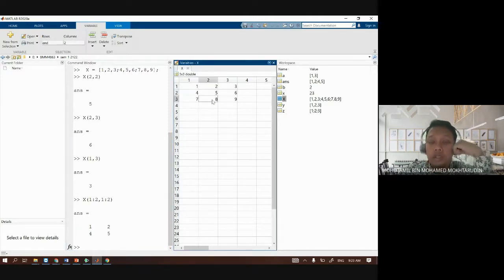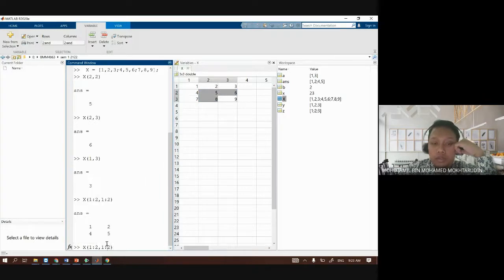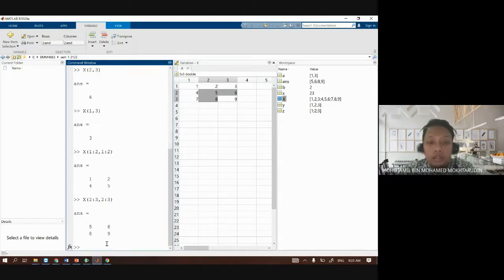So let's say you want to extract this matrix 5, 6, 8, 9. So you just write from row number 2 until row number 3, and then column number 2 until column number 3. Okay, so kita extract dia. This is important when you have a very large matrix. Ni matrix 3 by 3 je, kecil. Sometimes you have a 1000 by 1000 matrix.